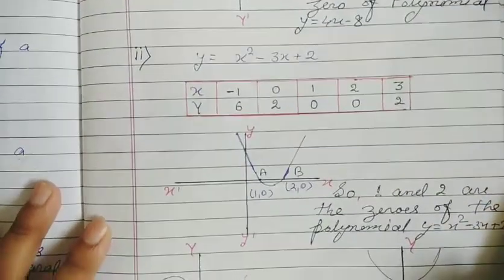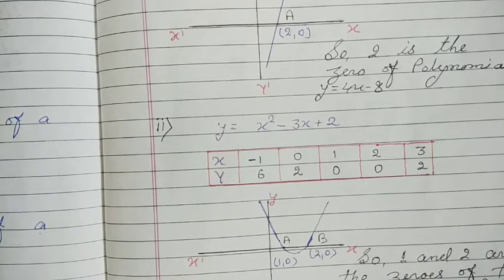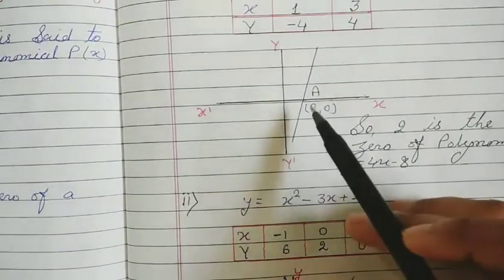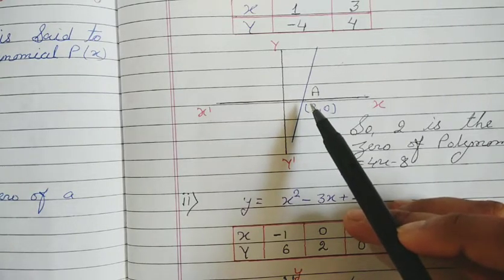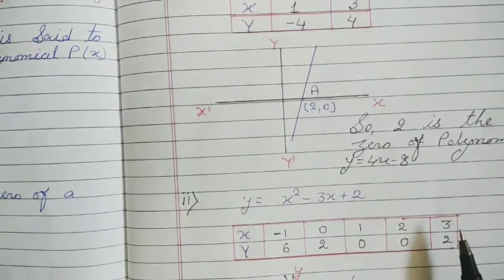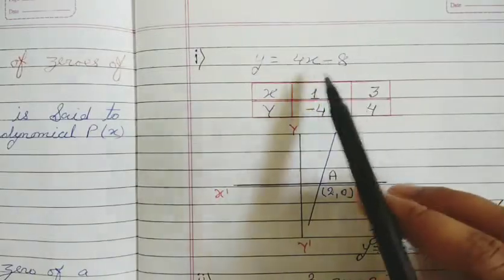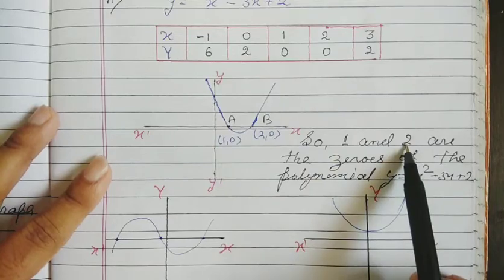So we can understand that if the graph of any polynomial intersects the x-axis, the coordinate of the point where the graph intersects the x-axis is the zero of the polynomial. Every linear polynomial has only 1 zero and every quadratic polynomial has at most 2 zeros. Here this is a quadratic polynomial, that's why 1 and 2 are the 2 zeros of this polynomial.